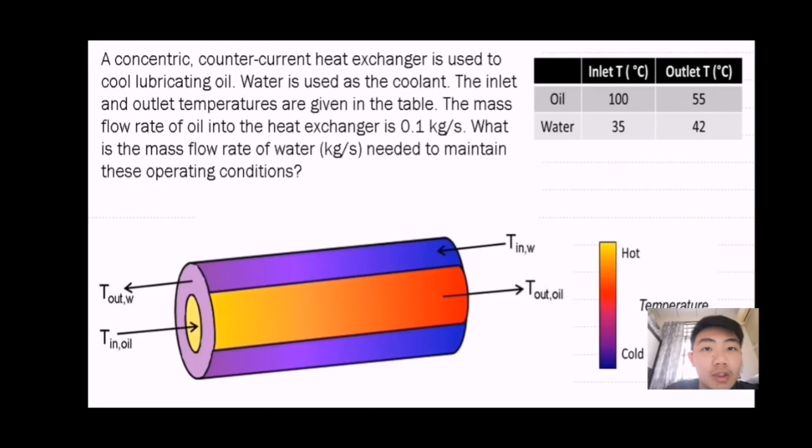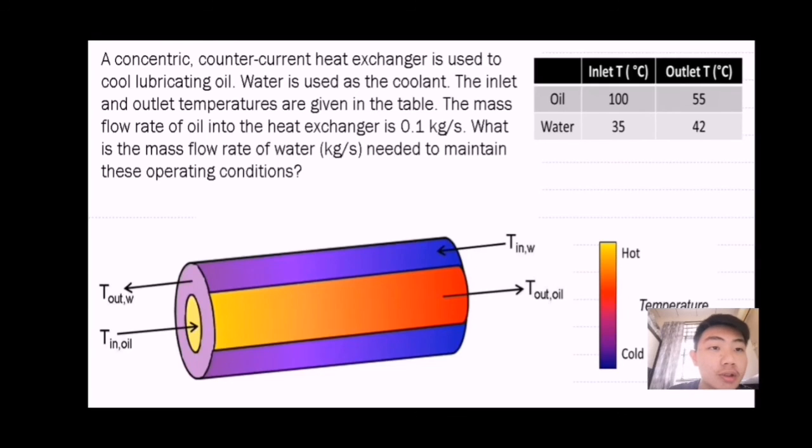The question asks: a concentric countercurrent heat exchanger is used to cool lubricating oil. Water is used as the coolant. The inlet and outlet temperatures are given in the table. The oil has an inlet temperature of 100 degrees Celsius and an outlet temperature of 55 degrees Celsius, and water has 35 degrees Celsius as the inlet temperature. The outlet temperature is 42 degrees Celsius. The mass flow rate of oil is given as 0.1 kg per second. What is the mass flow rate of water needed to maintain these operating conditions?